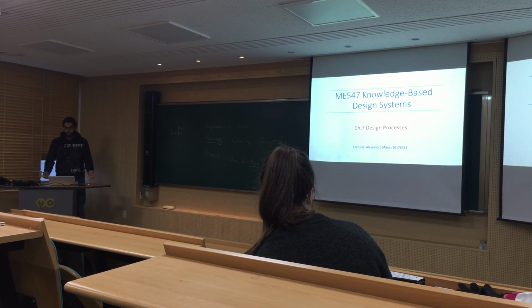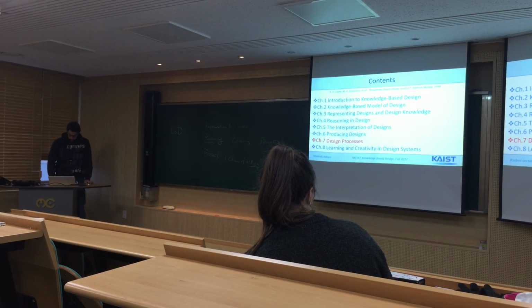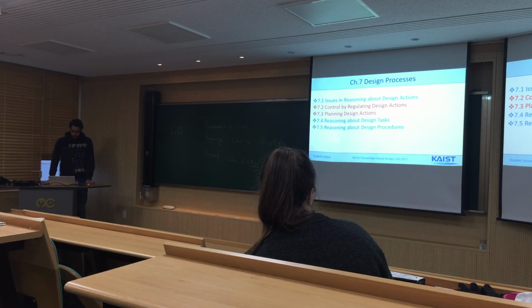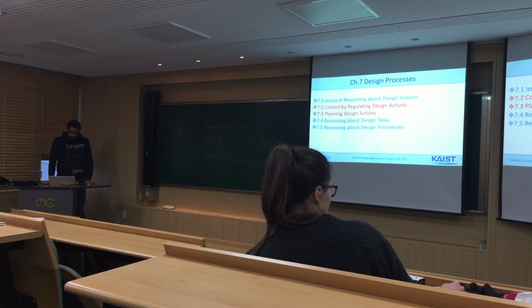Okay, so hi everybody, I'm Alessandro, as you know, and today I'm going to cover a little part of chapter 7, which talks about design processes. I will continue the part that Professor Han explained. I'm going to focus on chapter 7.2 and 7.3. 7.2 is about control by regulating design actions, and chapter 7.3 is about planning design actions.